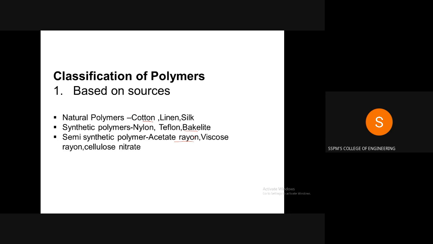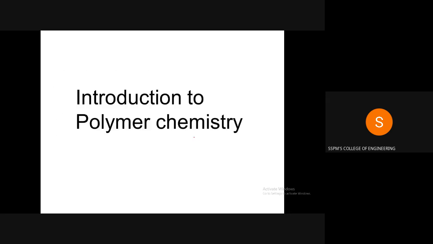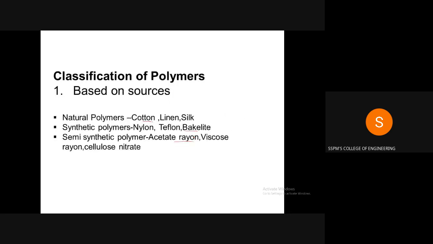Natural polymers means what? First you can see what is meant by polymer. Polymer means the monomer units are combined together, polymerized together to form a polymer. A polymer is not a micromolecule, it is a macromolecule. So in the classification of polymers based on sources, if they are obtained from plant or animal sources, then we say it is a natural polymer.